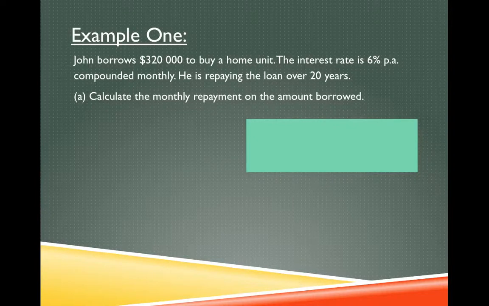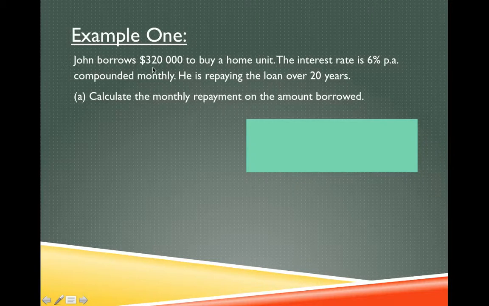Example 1. John borrows $320,000 to buy a home unit. The interest is 6% per annum, compounded monthly. Compounded monthly tells us that the interest rate and the time period will have to be in months. He's repaying the loan over 20 years. Calculate the monthly repayment on the amount borrowed.